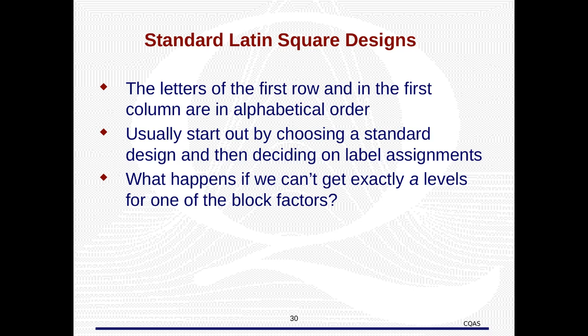However, experimental reality sometimes presents constraints that complicate our planning. The question naturally arises: what should we do when we cannot obtain exactly a levels for one of our blocking factors? This situation leads us to consider alternative designs that maintain the desirable properties of Latin squares while accommodating unequal block sizes. One such alternative is the Youden design, which we will examine next.